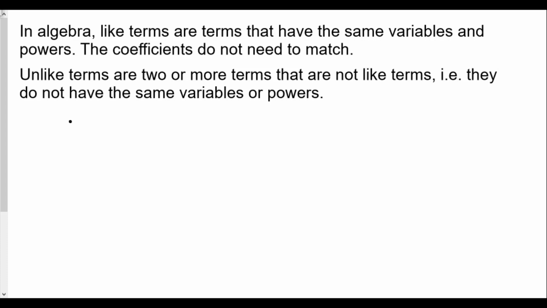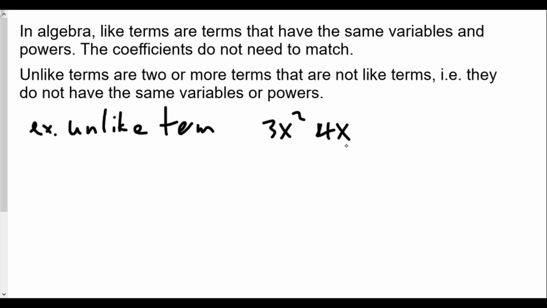An example of unlike terms would be 3x squared and 4x. You might say, well, how come they both have x? But 4x is only x to the first power. They have different exponents. Because the exponents are different, they are not like terms, even though they're the same exact variable. Another example of unlike terms would be 3x squared y and 4x squared.